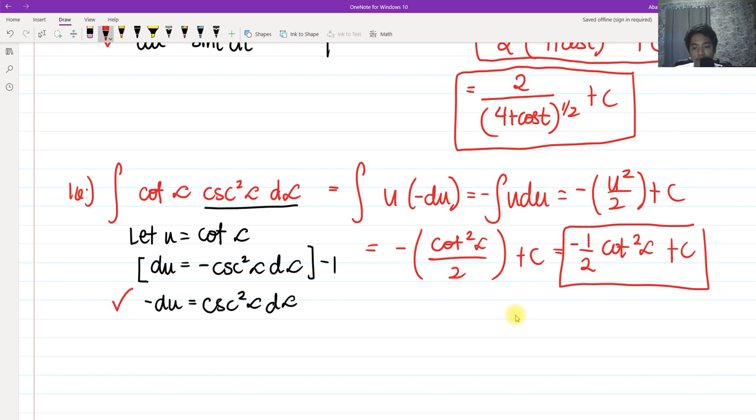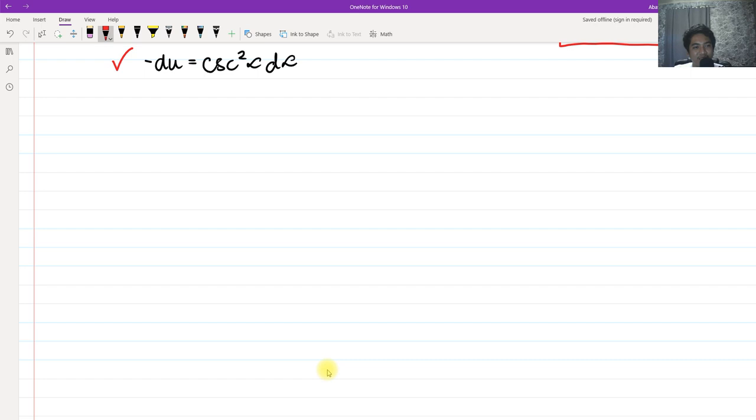Number 14. Okay, let us try number 14. Ah, number 14. I mean, number 17. Okay, what I'm trying to say is number 17. I'm so sorry. So we have the integral of cotangent of z, then we have cosecant cubed of z dz. Okay? So again, we're going to let u.